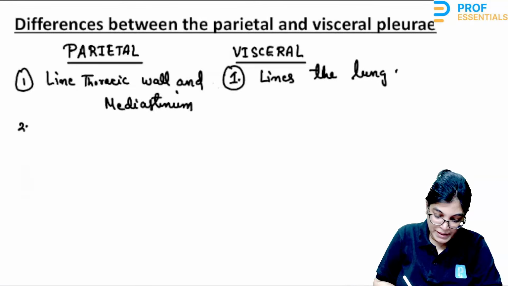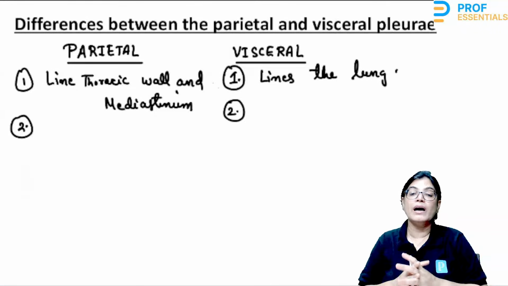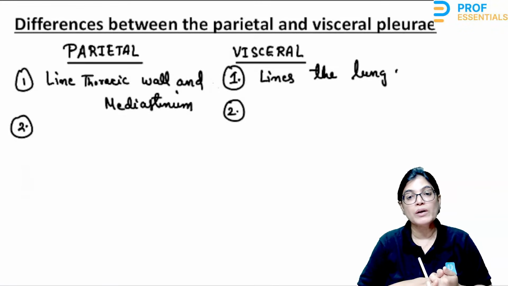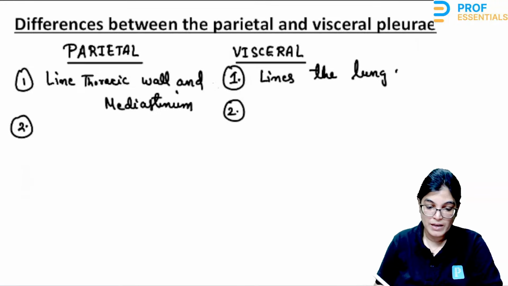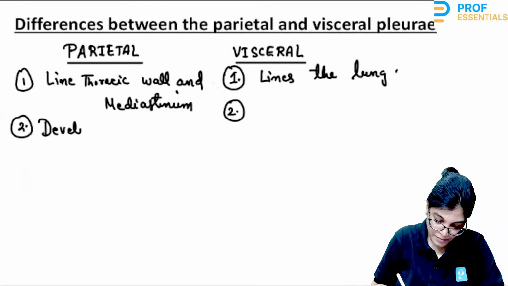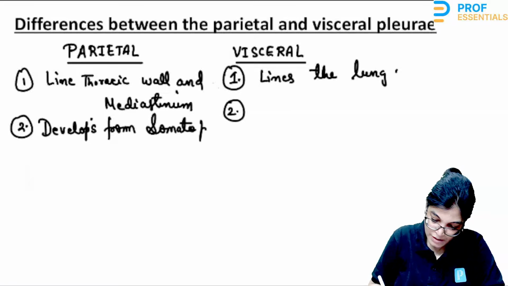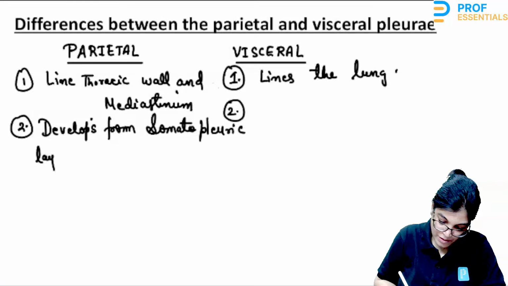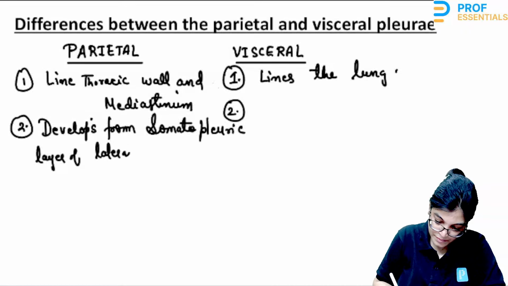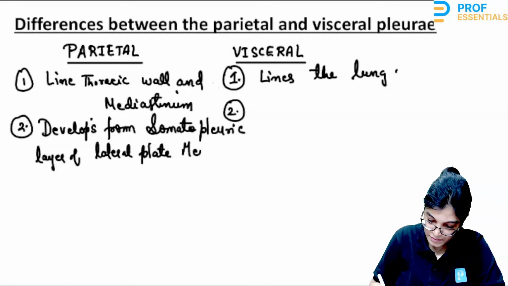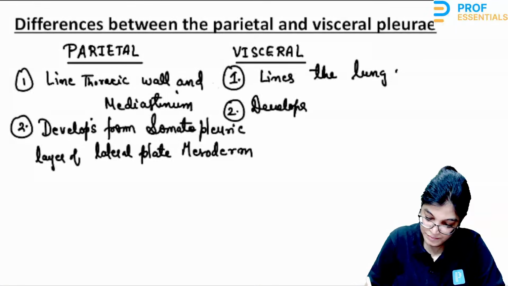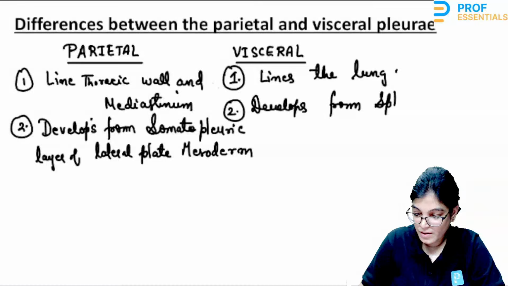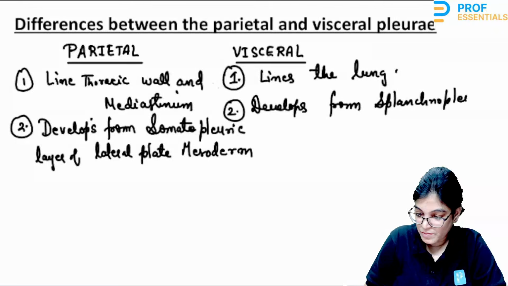Now, developmental aspect, I have already told you: the visceral pleura develops from the splanchnopleuric layer of lateral plate mesoderm, and the parietal pleura from the somatopleuric layer of lateral plate mesoderm.